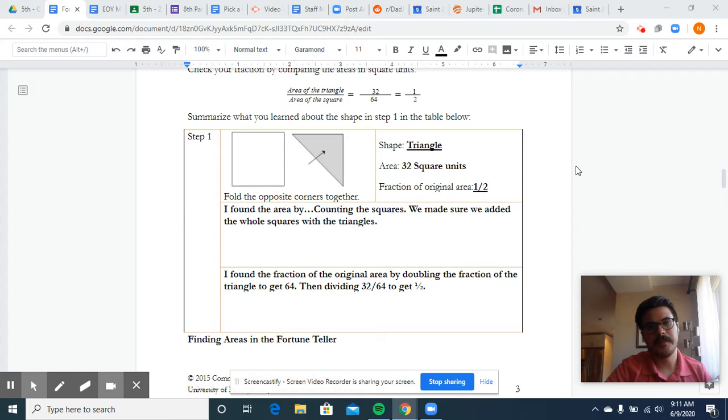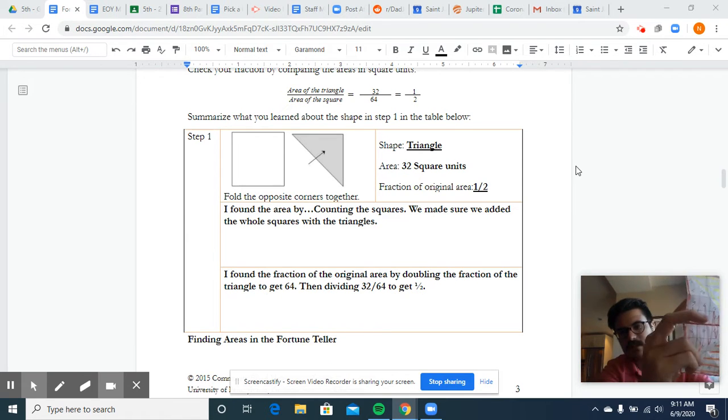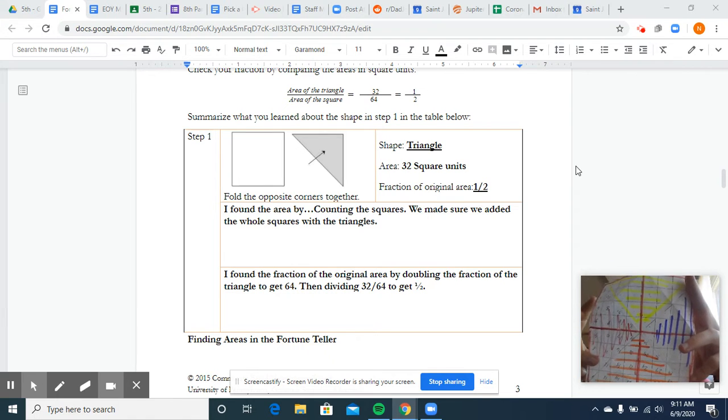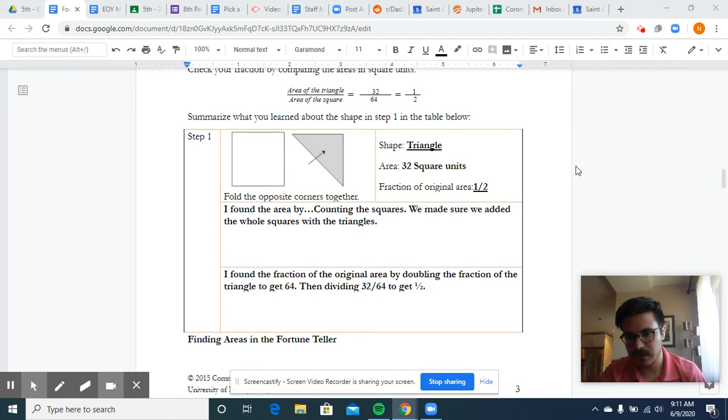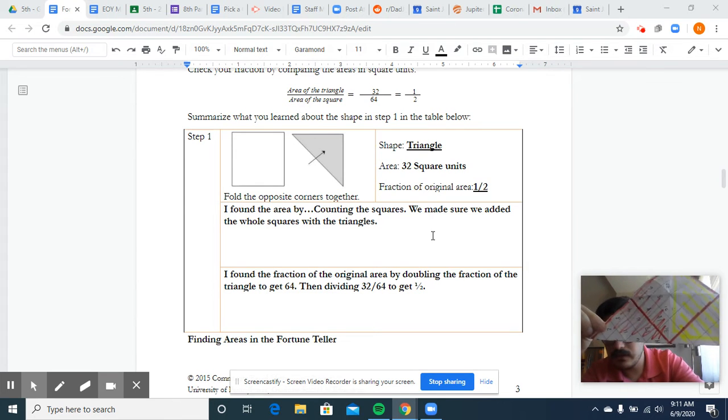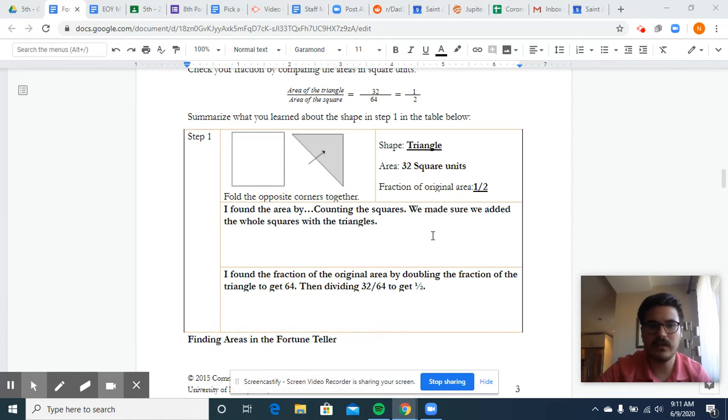Just a quick recap. So what we're getting at here is that to find the area of this square, the first thing you can do is just count the squares. Just count the square units, okay? That's always an option. It gets a little tricky when we fold this in half. The tricky part is those half triangles at the bottom. You just got to add those up into wholes. Two of those triangles equals one whole. You guys have shown that you've been able to do that.